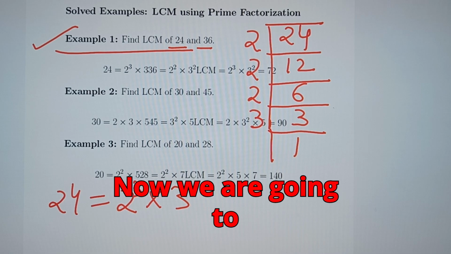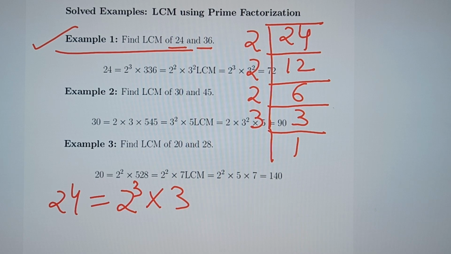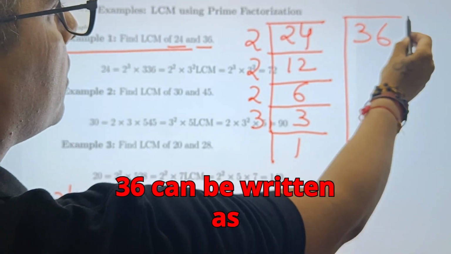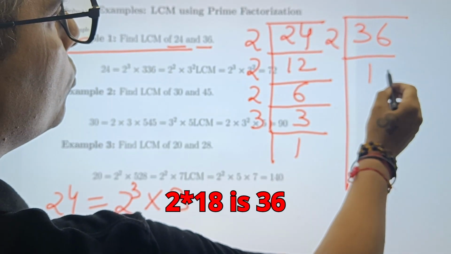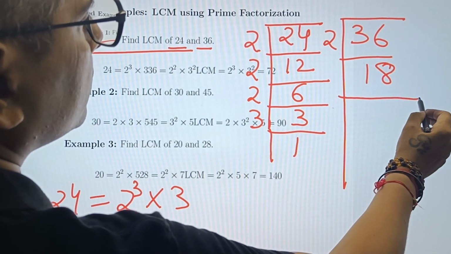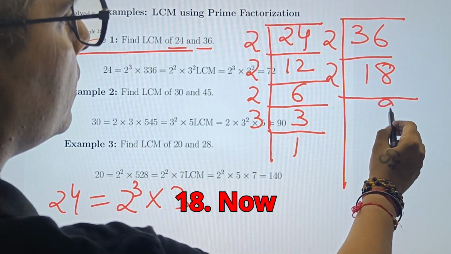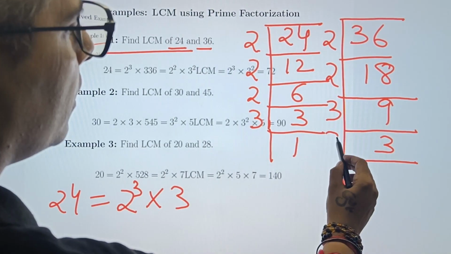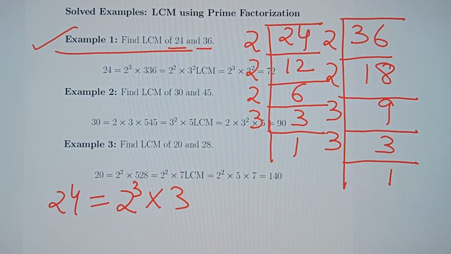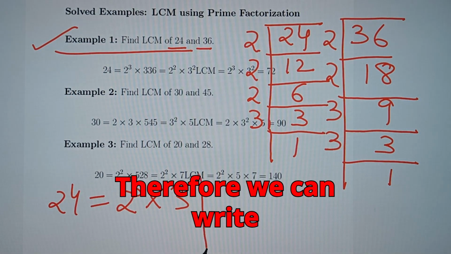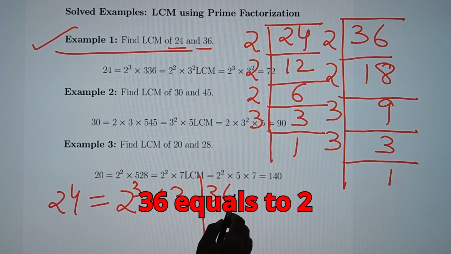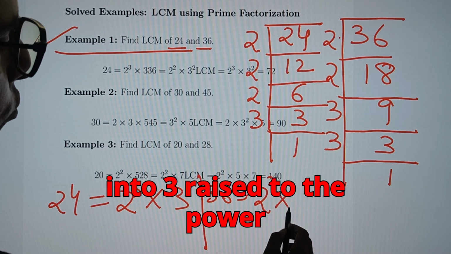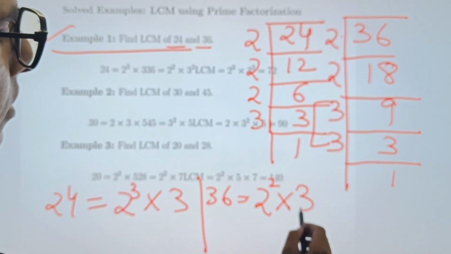Now we are going to factorize 36. So let's do that. 36 can be written as 2 into 18 is 36. Then 2 into 9 is 18. Now 3 into 3 is 9 and 3 into 1 is 3. Therefore we can write 36 equals 2 raised to the power 2 into 3 raised to the power 2.